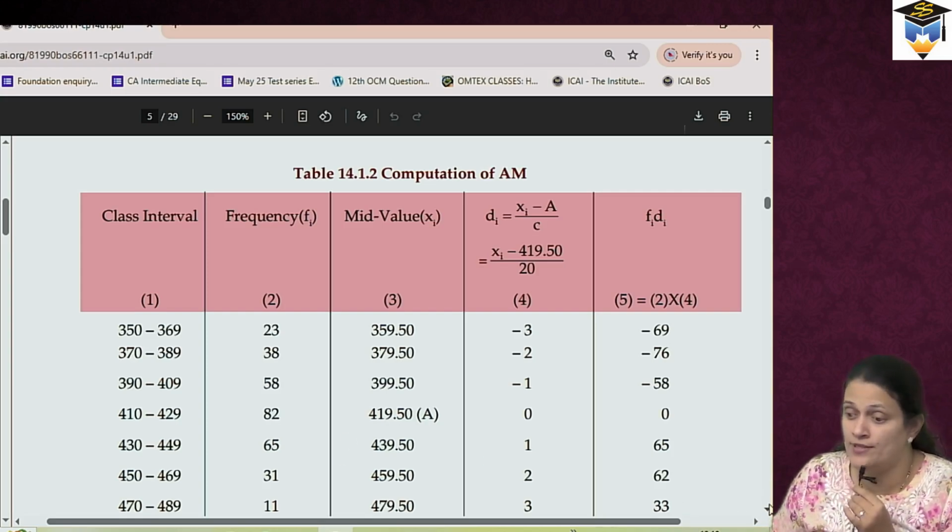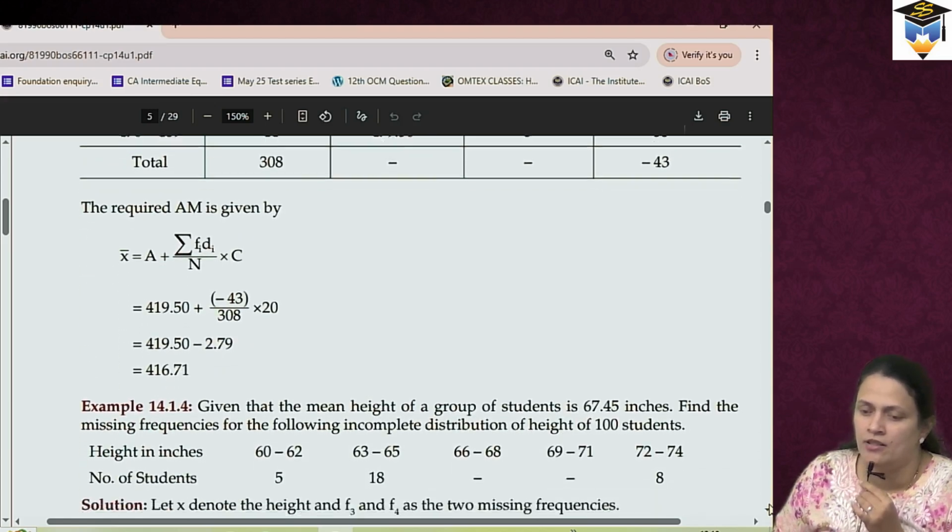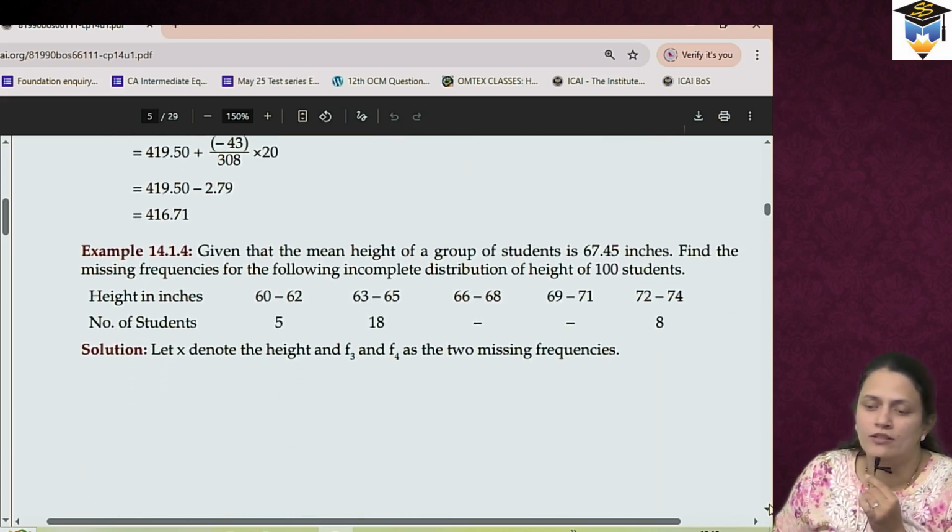Okay, now next problem is important. Mark it. 14.1.4. Given that mean height of a group of students is 67.45. Now tell me what is the value that is given to us over here? AM is given to us as 67.45 inches. Okay. Find out the missing frequencies. So basically these frequencies are missing. 66 to 68 is missing. 69 to 71 is missing. So basically we have to find out frequency 3 and frequency 4.